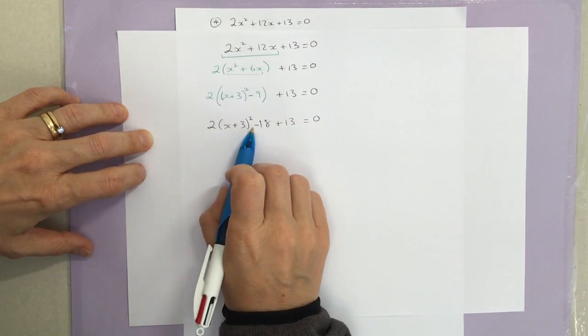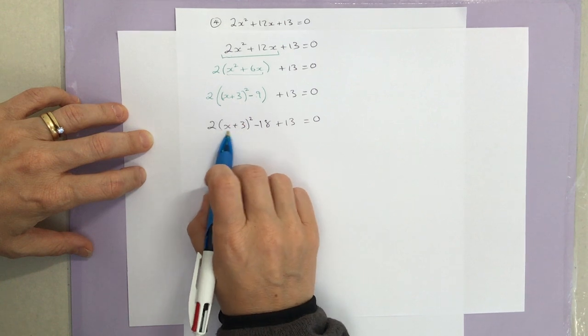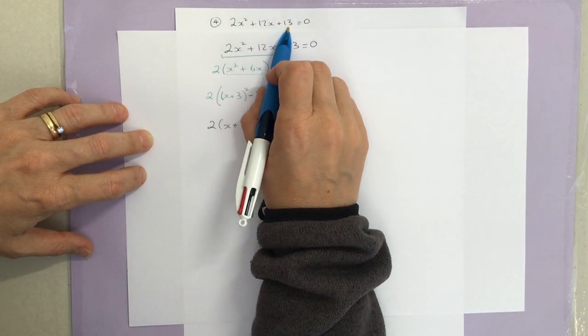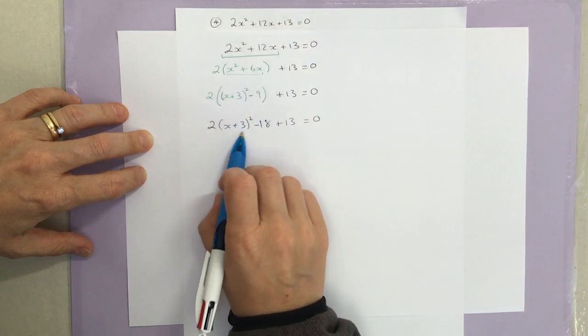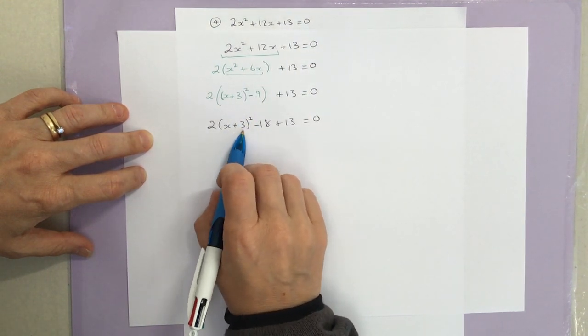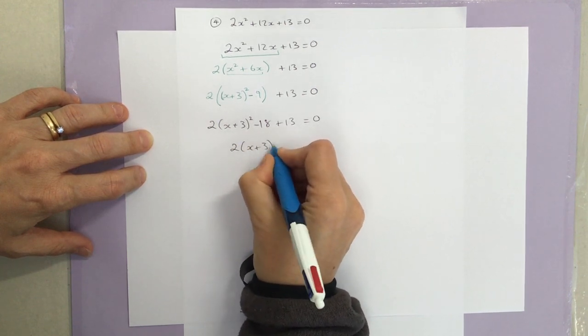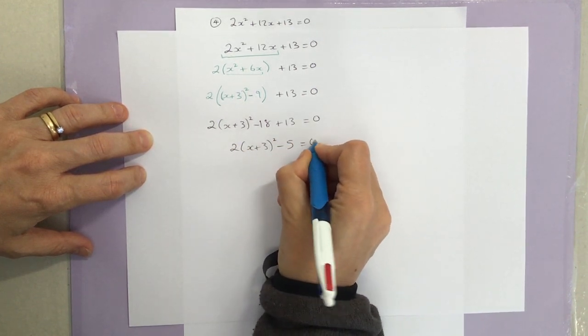The danger sometimes with this is people go, oh, there's a bracket to multiply out there, I'll do FOIL rule. If I do that, all that's going to happen is I'm going to get right back to this expression in the question. So make sure you remember, with completing the square, I want this squared bracket in there. That's the whole point of this method. So 2 brackets x plus 3 squared minus 5 equals 0.